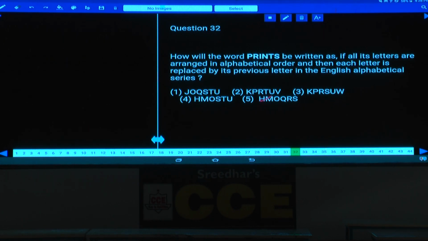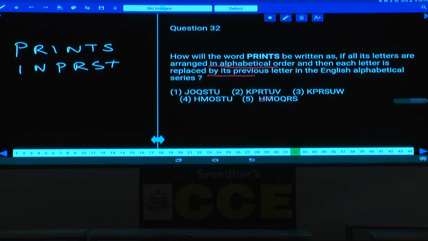How will the word prints be written as? If large letter, now the word is prints. Now in this prints, all the letters are arranged alphabetical order, then each letter is replaced by its previous letter. Now these letters are arranged in the alphabetical order, I, N, P, R, S, T. Then each letter is replaced by its previous letter.